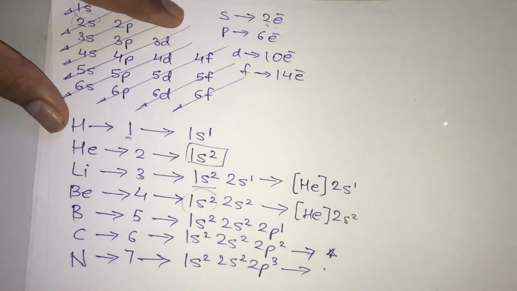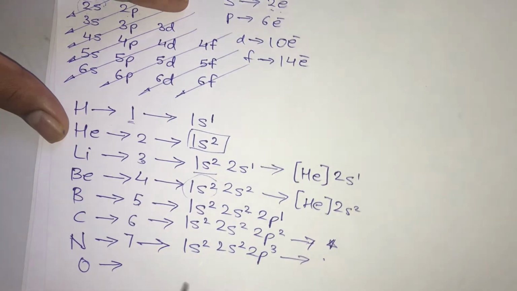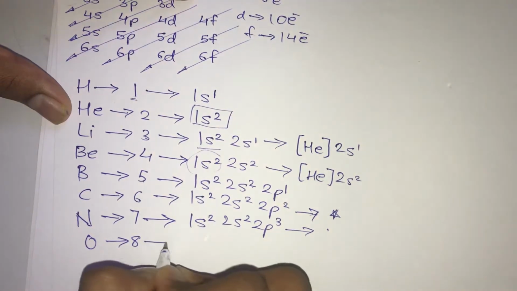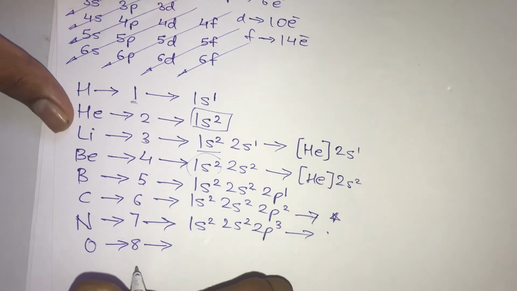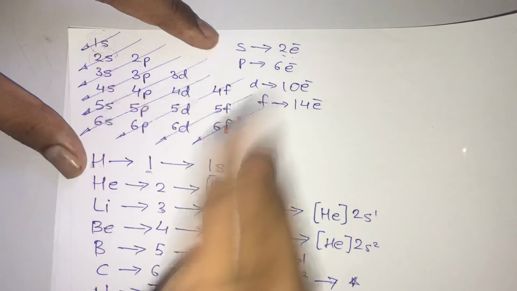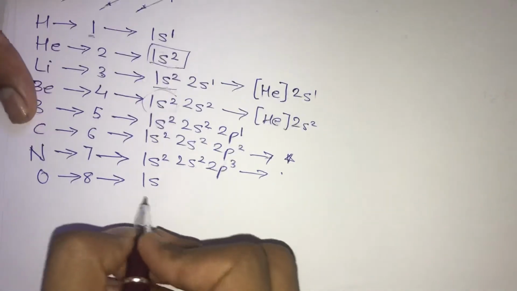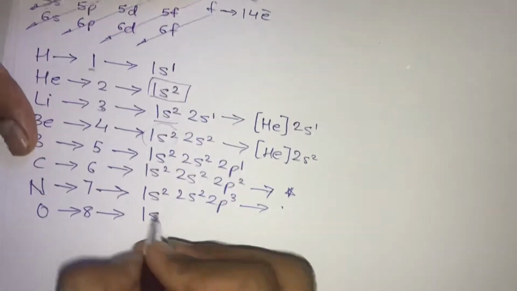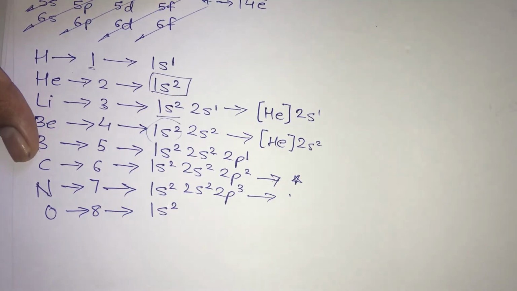Now let's move on to the next element, that is oxygen. And what is the atomic number of oxygen? Atomic number of oxygen is obviously 8. So we want to fit these 8 electrons. These 8 electrons will first move on to 1s. Inside 1s, we all know that the s orbital can only accommodate a maximum of 2 electrons. So out of the 8 electrons, 2 electrons will fit into the 1s subshell.